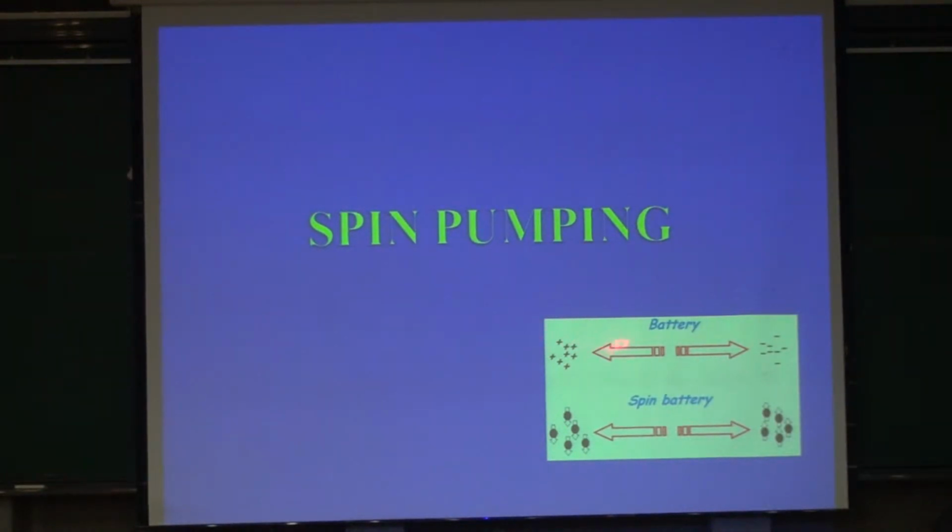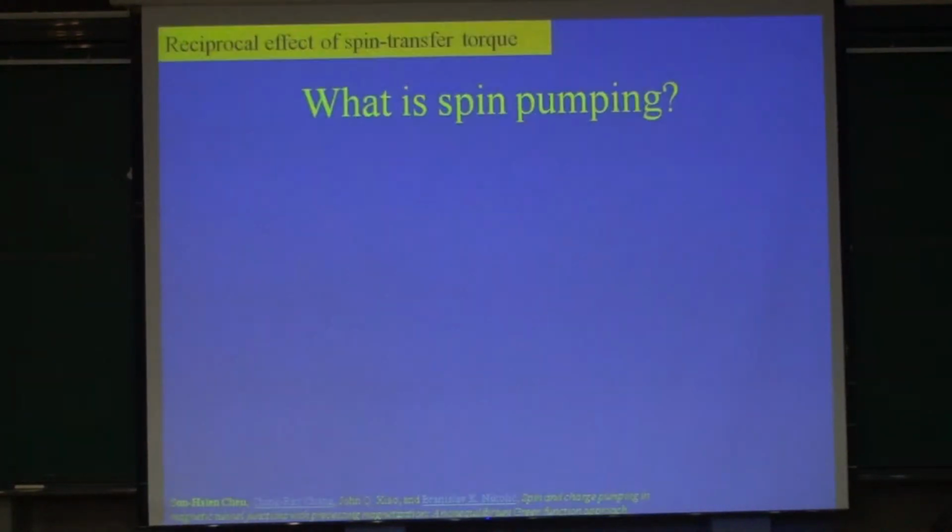And later on, the question is, can we provide the spin current? How do we do that? In Dr. Das's idea, you need a good spin source. And this is something like a battery. You have the charge battery, and you have a spin battery that provides the spin current. You use the charge battery. And so what is spin pumping?